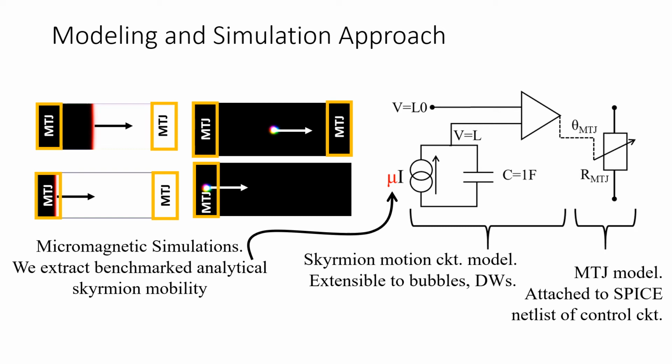With these simulations and some work on what is called the Thiele equation, you can actually extract a benchmarked analytical skyrmion mobility model, which means that if you put, say, 1 amp of current, what is the velocity of the skyrmions?